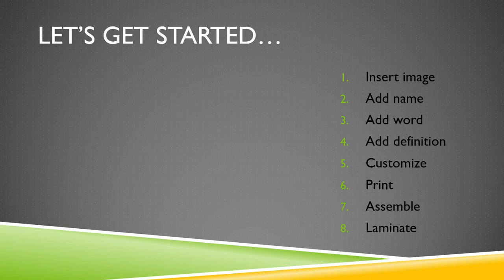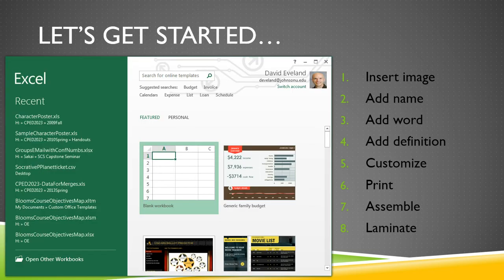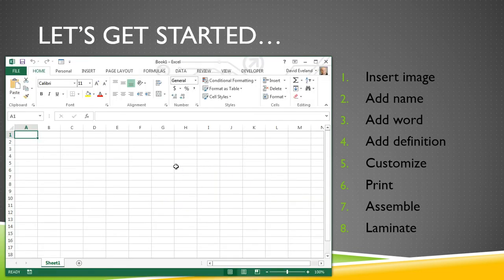Once you're done, then I'll show you how to assemble it here on the screen, and then if you have access to it, you can go through and laminate the poster, which will help to keep it nice and permanent over time. So with that, let me go ahead and get started by pulling up Microsoft Excel. I'm just going to click on a blank workbook to start out. I'm going to start by inserting my image.